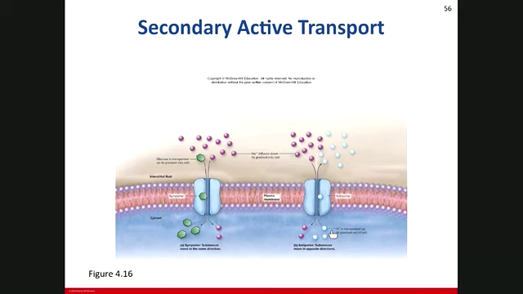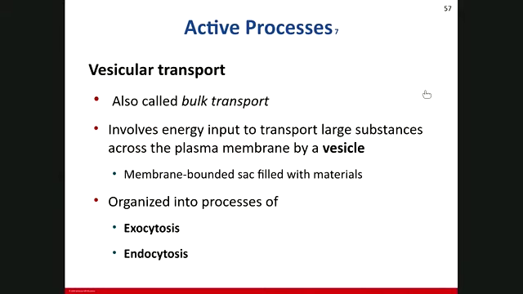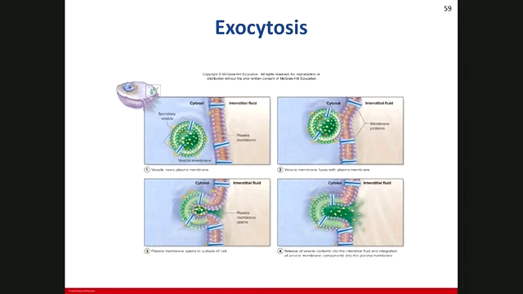And the other type of active transport is called vesicular transport or bulk transport, and it involves energy input to transport large particles across the cell membrane by a vesicle. The vesicles are membrane-bound sacs which are filled with the material, and the vesicular transport has two different types. One type is called exocytosis and the other one is called endocytosis. The meaning of exocytosis is sending large particles out of the cell.